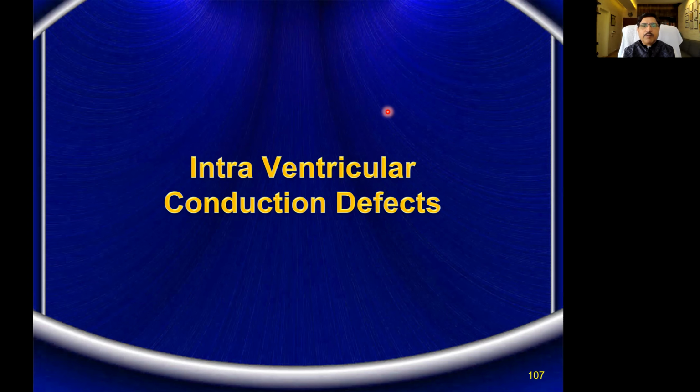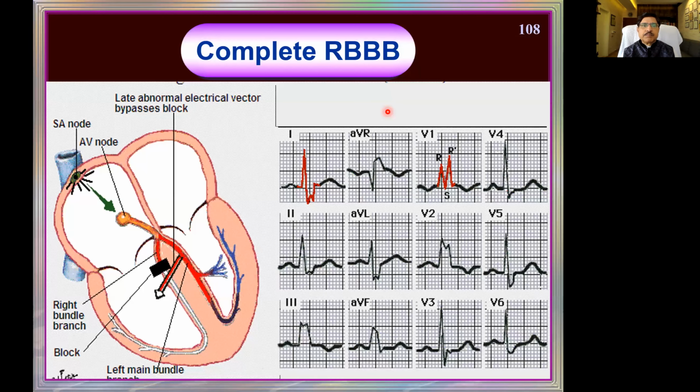Okay, now intraventricular conduction defects. So we looked at the conduction defects here. We looked at the conduction defects in the bundle. We looked at the total heart block, the third degree, at the beginning of this one. All the three have been completed. Now we are coming into the bundles. This is the left bundle activating the left ventricle. This is the right bundle activating the right ventricle.